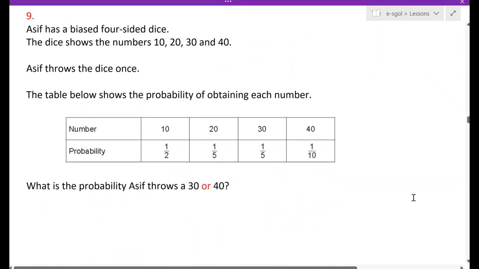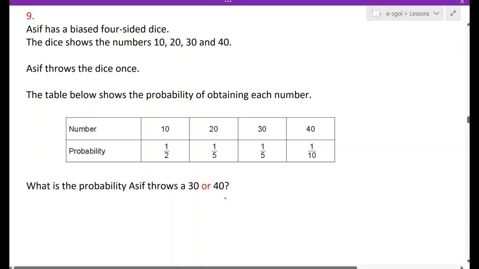Now, this one says, Asif has a biased 4-sided dice. The dice shows the numbers 10, 20, 30 and 40. Asif throws the dice once. The table below shows the probability of obtaining each number. So the chance of getting a 10 is a half, a 20 is a fifth, 30 is a fifth, and 40 is 1/10. What is the probability Asif throws a 30 or a 40?